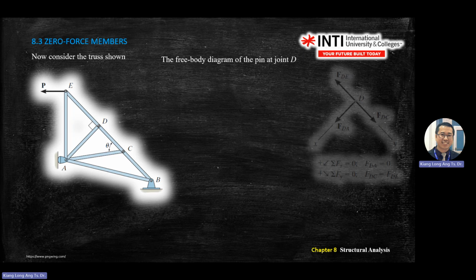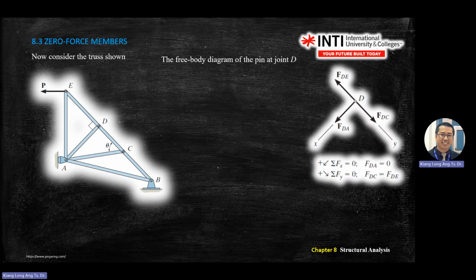Then you do analysis. So at point D, you will see something like this on the screen. FDE will pull out, FDA pull out, DC will pull out. And you do all the forces, sum of Fx equals 0, sum of Fy equals 0. You'll find that FDA is 0, FDC is 0, FDE is 0. What does it mean? They are zero force members.